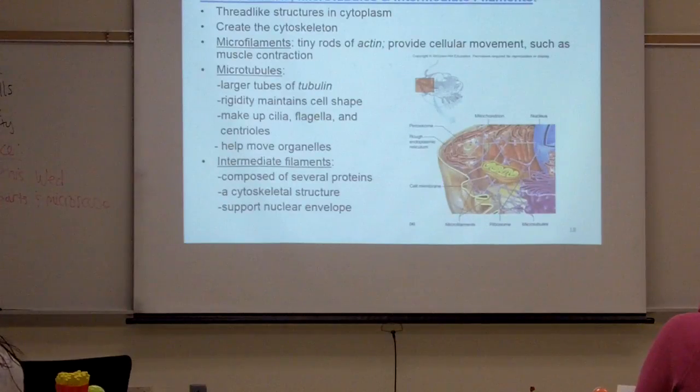Intermediate filaments are composed of several proteins. They are most specifically associated with supporting the nuclear envelope. So the nuclear envelope is right here. That's what maintains the shape of the nucleus. So if you see a filament running into the nuclear envelope, it's generally going to be an intermediate filament.